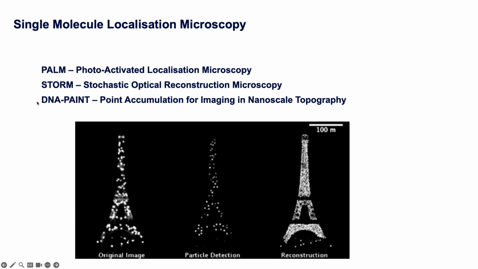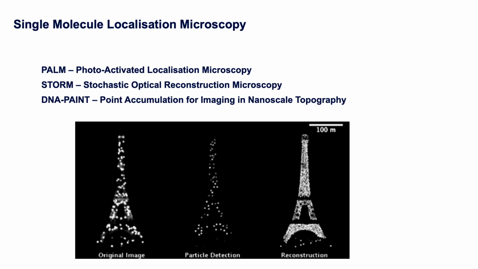So as I say, there are 3 kind of key possibilities here. First one is called PALM, photoactivated localization microscopy. Here we use specialist fluorescent proteins to allow us to generate this blinking effect. The one that we've used most is the STORM approach, which is stochastic optical reconstruction microscopy.